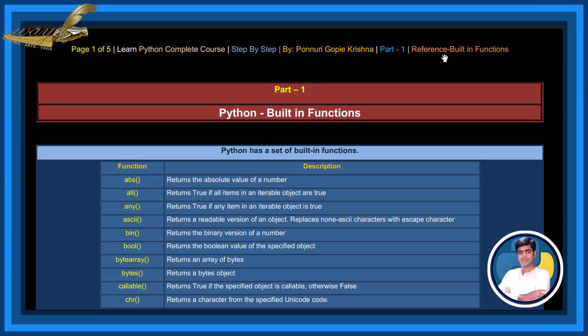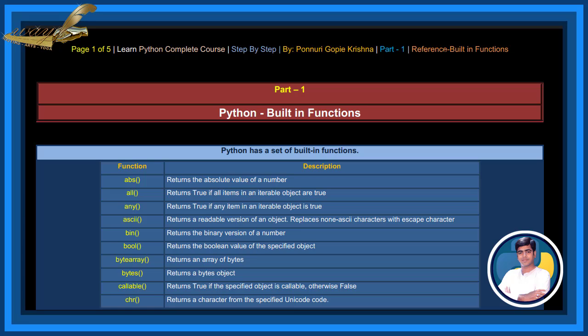In this session, let us learn about Python built-in functions. Python has a set of built-in functions. The abs function returns the absolute value of a number. All returns true if all items in an iterable object are true. Any returns true if any item in an iterable object is true.